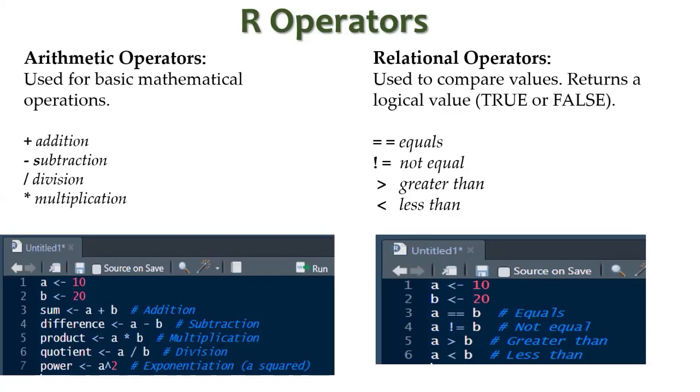Then I do A greater than B. A is 10, B is 20, A is not greater than B, so it will give me FALSE. And then A less than B will give me TRUE. So relational operators return logical values. But these are not all, there are others. So we will look at the others also.